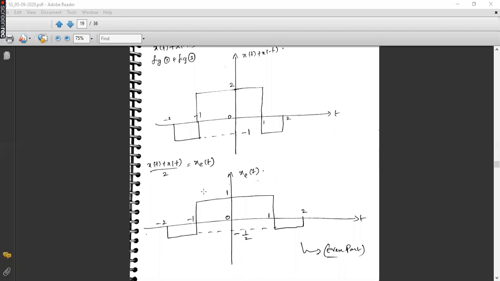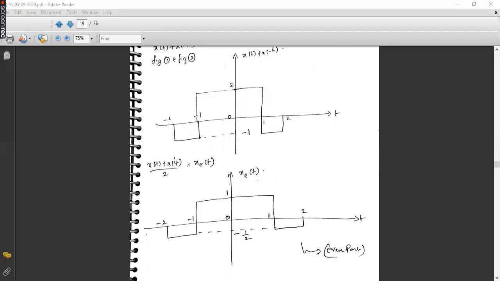And this part was already taught in the second class. You can go through the notes. You have a derivation for even part and odd part. That is, even part is given by x of t plus x of minus t by 2, and odd part is x of t minus x of minus t divided by 2. Suppose you add this even and odd part, what will you get?